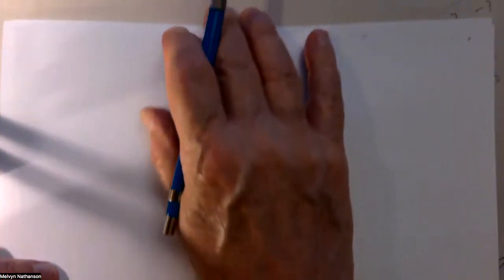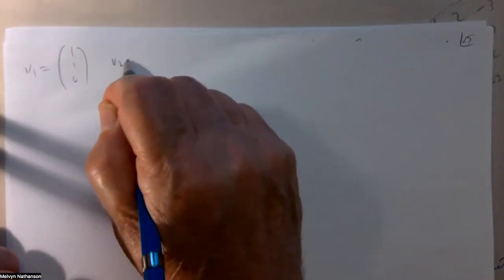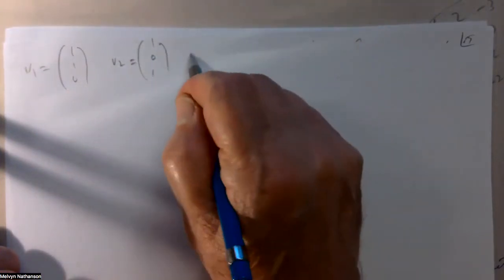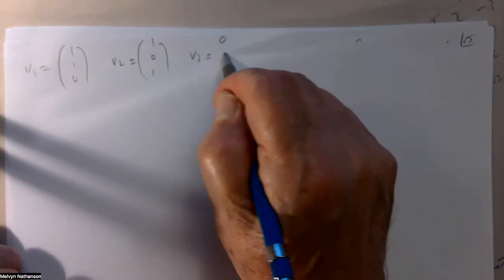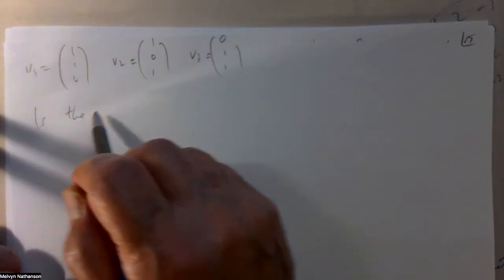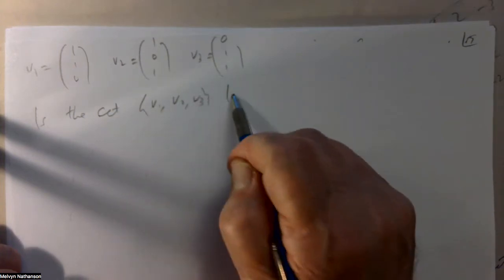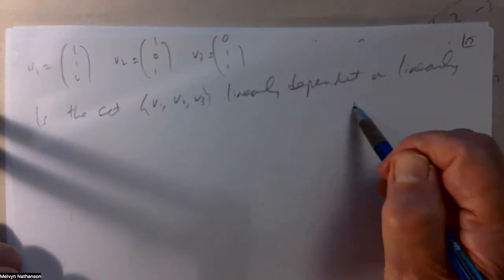Let's look at another example. Suppose I take the vectors V1 equal to (1, 1, 0), V2 equal to (1, 0, 1), and V3 equal to (0, 1, 1). When you want to solve the problem, answer the question: is the set of vectors V1, V2, V3 linearly dependent or linearly independent?